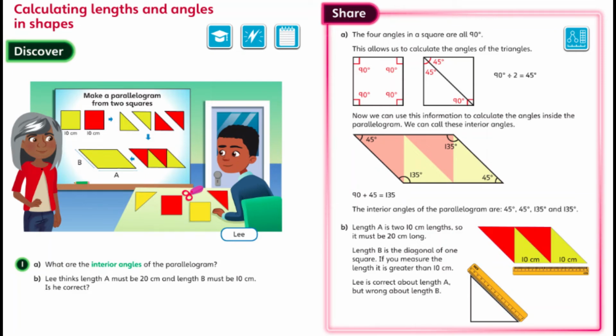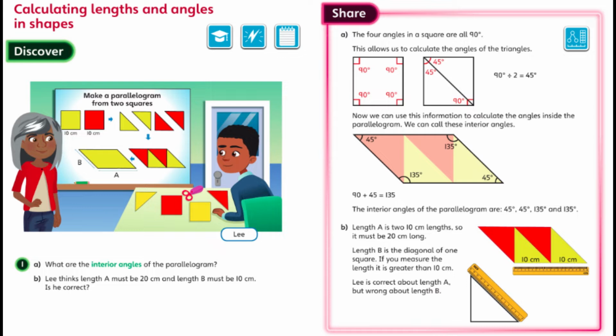Now that we've built some background knowledge, let's take a look at the Discover page in the textbook. Here we see that Lee is in class, and it looks like he is making a parallelogram with some paper. On the board, we see a diagram of the steps that he should be following. He starts with two squares, a red square and a yellow square, but they have the same measurements. All their sides measure 10 centimeters.